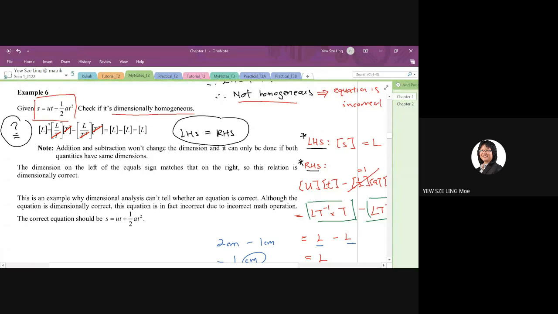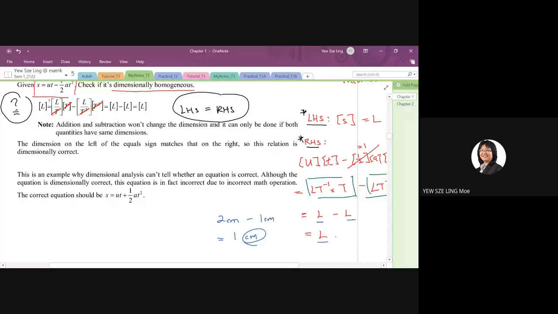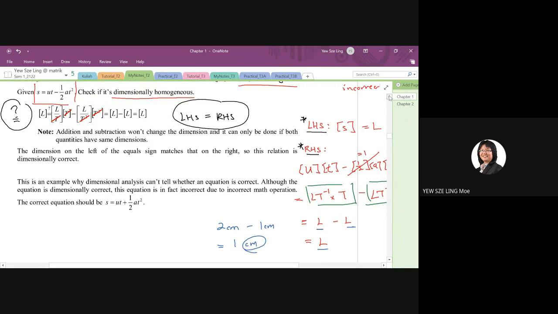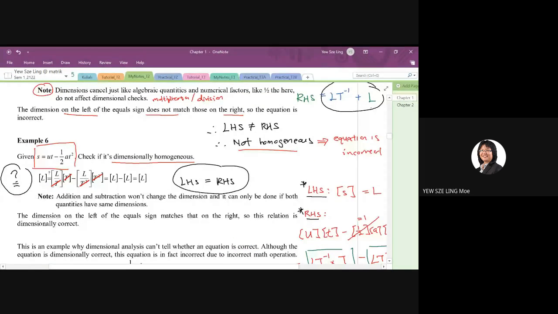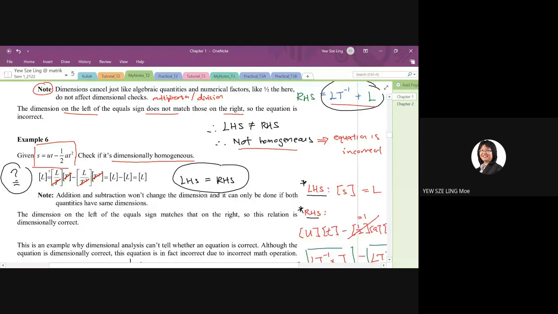So addition and subtraction, they won't change the dimension. Okay, they won't change the dimension. It can only be done if both quantities have the same dimension. So if they have same dimension, you can simplify it like what I did. So L minus L equals to L. If they don't have same dimension, for example, like in a previous question, you have LT negative 1 plus L, so you cannot simplify it, therefore you leave it like this. Okay, you leave it like this.